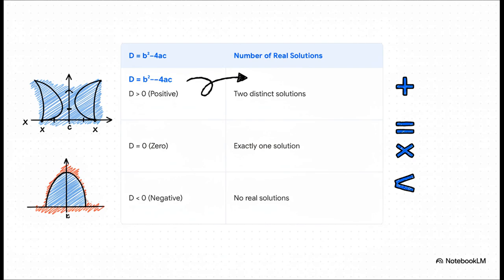If the discriminant is positive, you're going to have 2 different real solutions. If it's 0, you'll have exactly 1 solution. And if it's negative, well, since you can't take the square root of a negative number in the real number system, it just means there are no real solutions. That parabola never even crosses the x-axis.